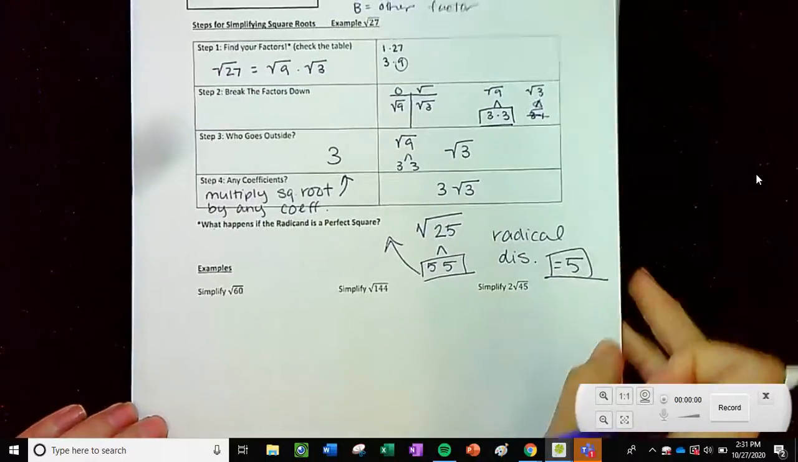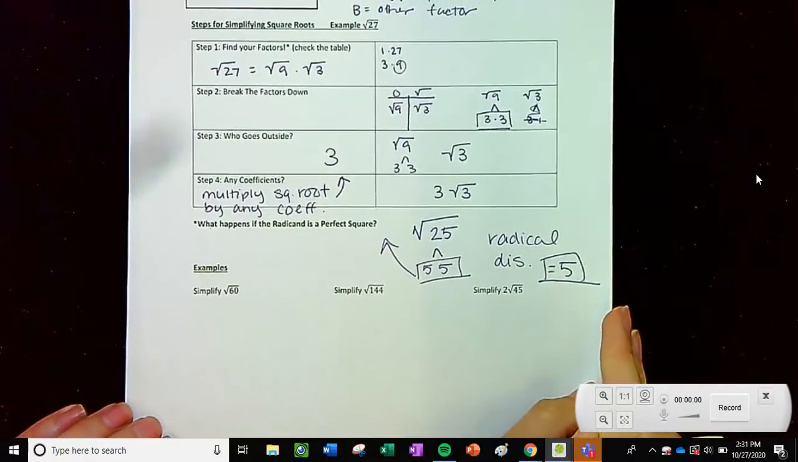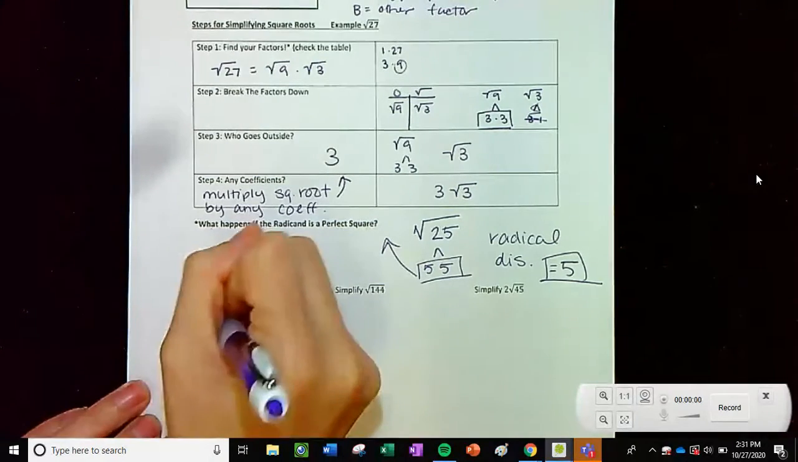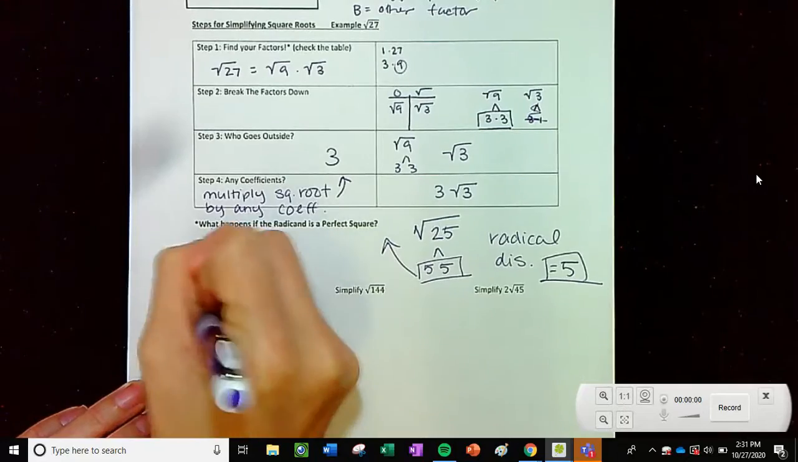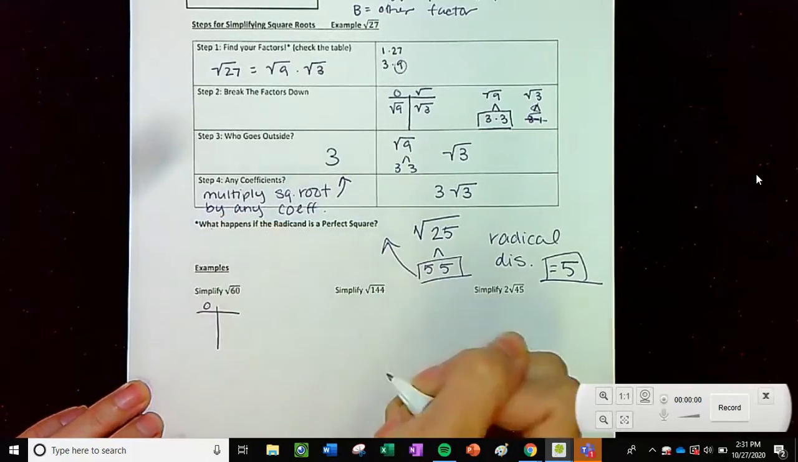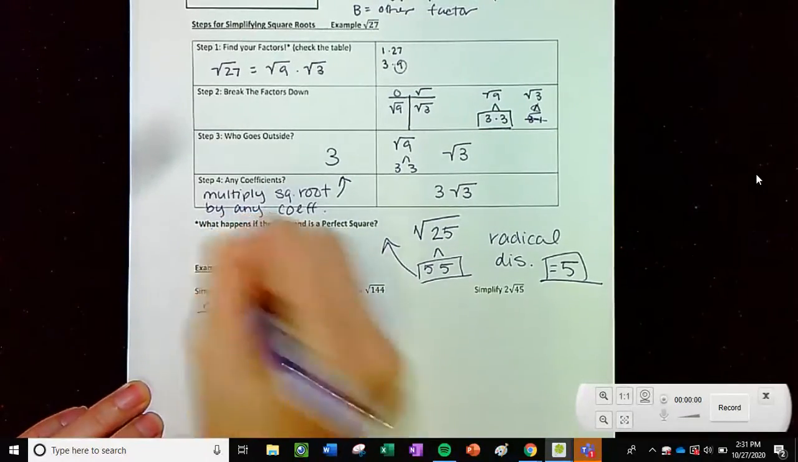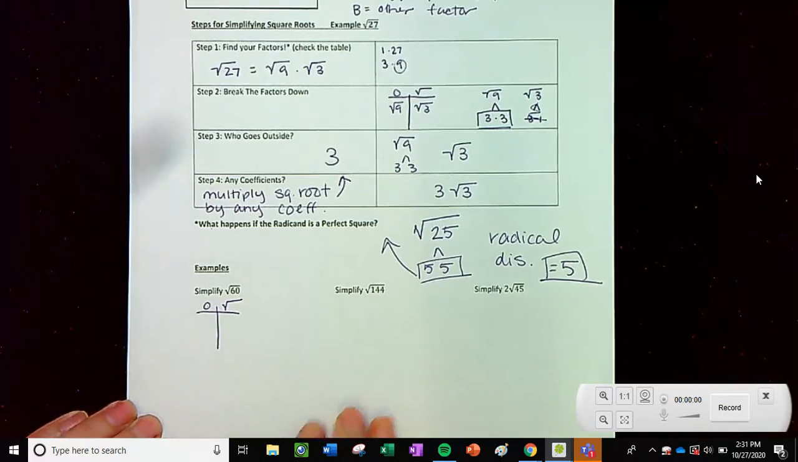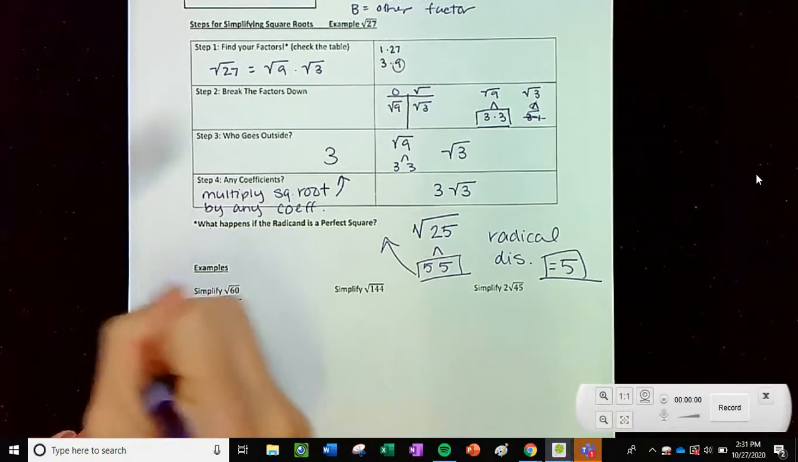So let's look at a couple examples. Okay? The square root of 60. Check your table. Is 60 a perfect square? No, it is not. So we know we're going to have to break it down. And we're going to break 60 down to two factors, one that will come outside and one that will stay inside the radical. The one that will come outside has to be a perfect square. So let's think about what our factors of 60 are.